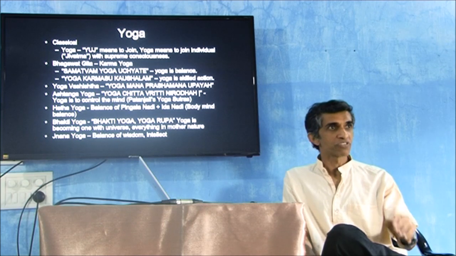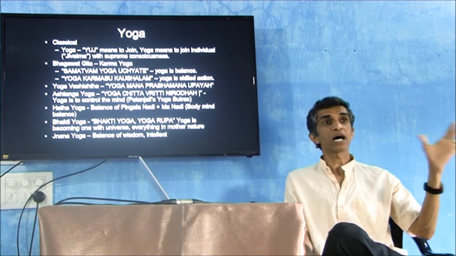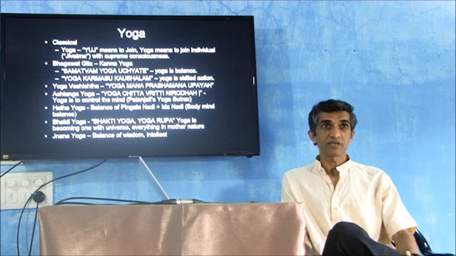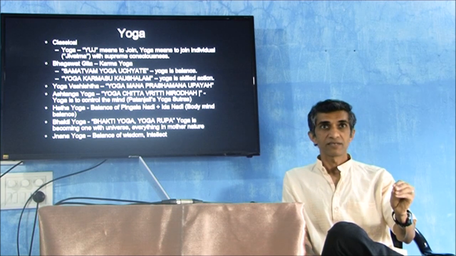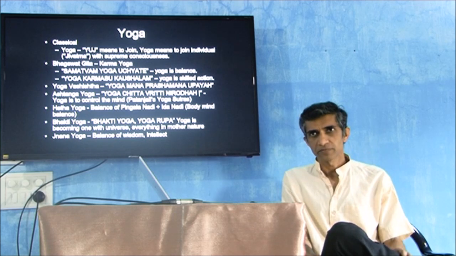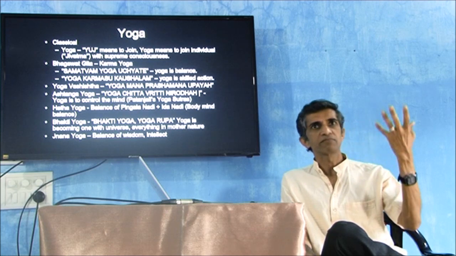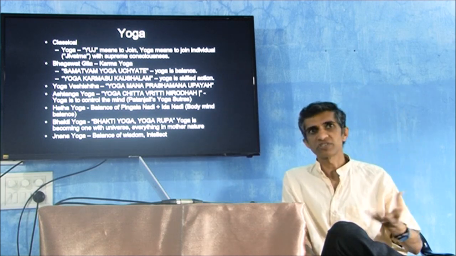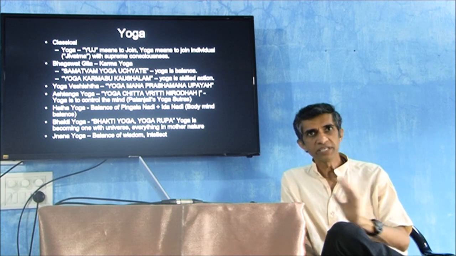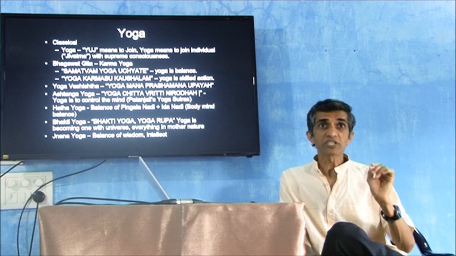The second sutra, the second line of that book says, Yogaschitta Vritti Nirodha. Chitta is again, on a gross level, mind. Chitta is a much deeper word. Chitta is the entire domain of consciousness that we have, the entirety, the totality of our consciousness. But here you can understand it as mind. Vritti is functioning of the mind.